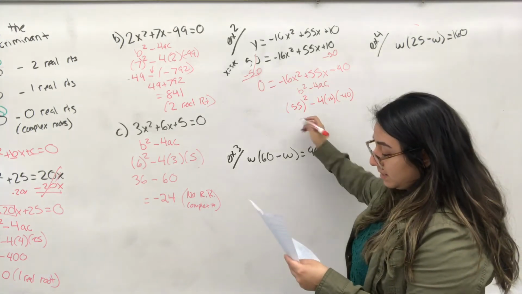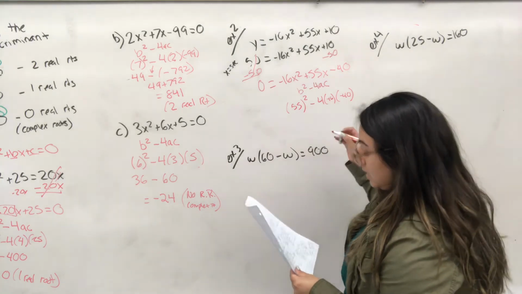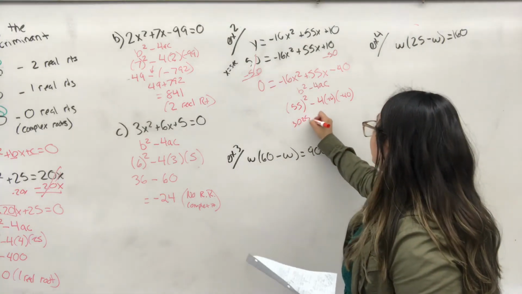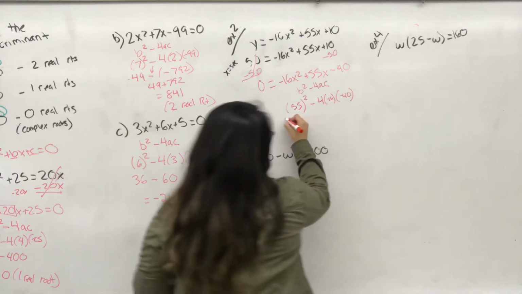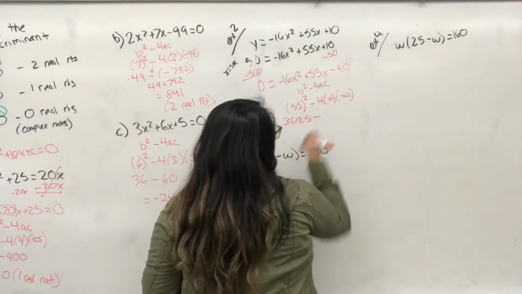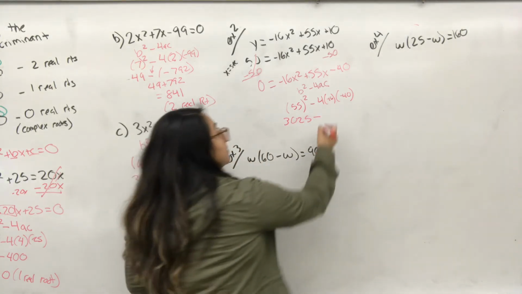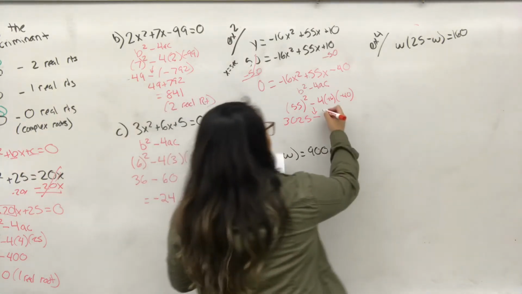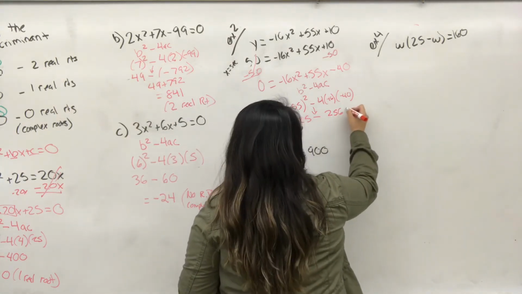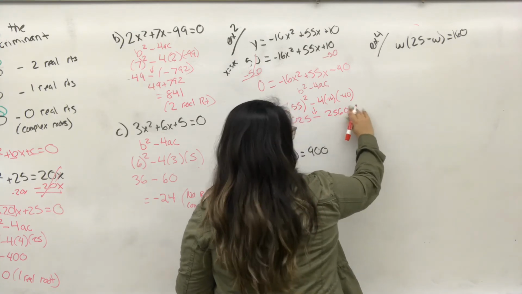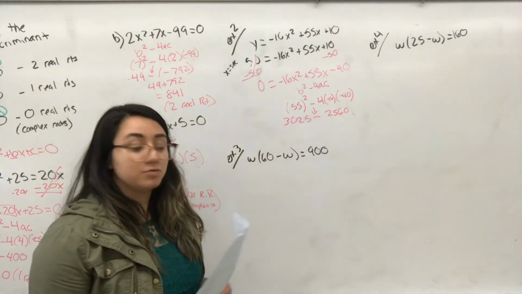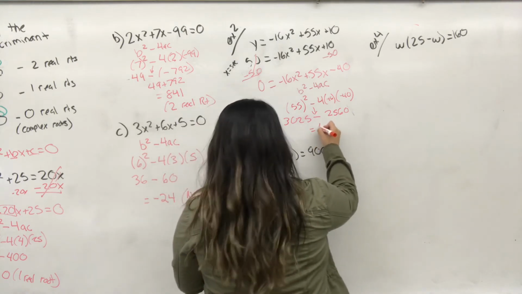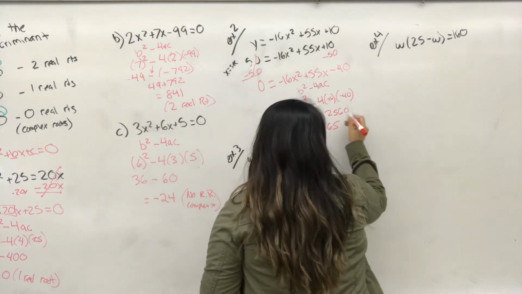Now we go ahead and solve for it. 55 squared is right here, 3025 minus, I'm going to put it nicer, 4 times negative 16 times negative 40, you'll end up with positive 2,560. And now we go ahead and subtract the 2, and we end up with a positive answer of 465.